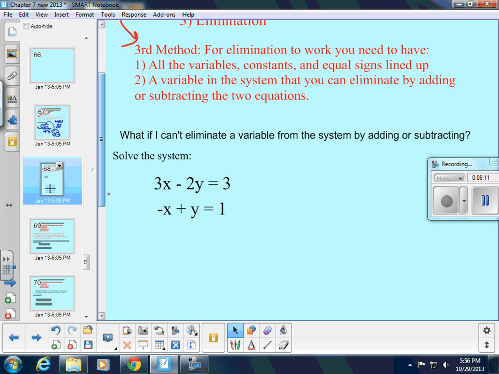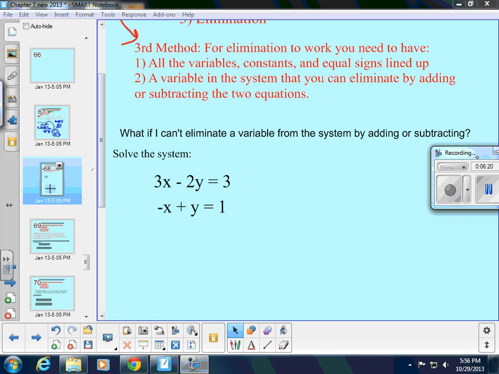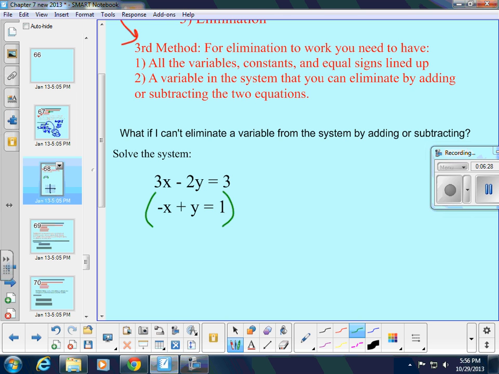What we can do is change one of these equations by multiplying every term in that equation by some factor. That'll give us an equivalent equation, one that we can also use to help solve this system. So, for example, let's take the second equation. I'm going to multiply everything in this second equation by 3. If I do that, what would my new equation be? Well, if I multiply every single term by 3, I'll get negative 3x plus 3y equals 3.